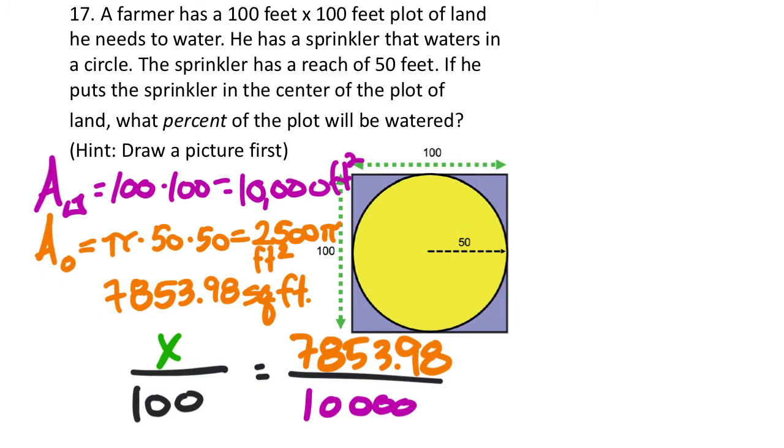So then you can solve this proportion. 78.53.98, about 10,000. I got 78.5%. I mean, there were more decimals there, but I'm just going to round this to the nearest tenth of a percent. Not that it told me to, but I'm going to do that. So that would be 78.5%. That's the amount of property that is actually being watered.